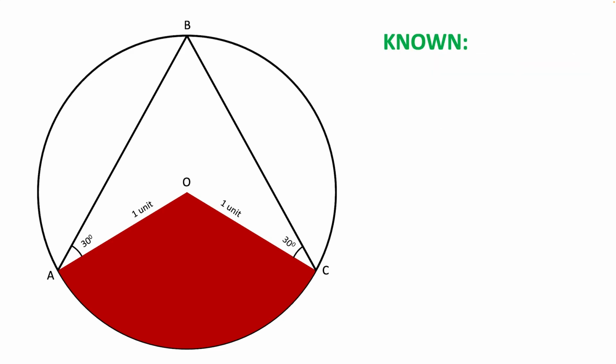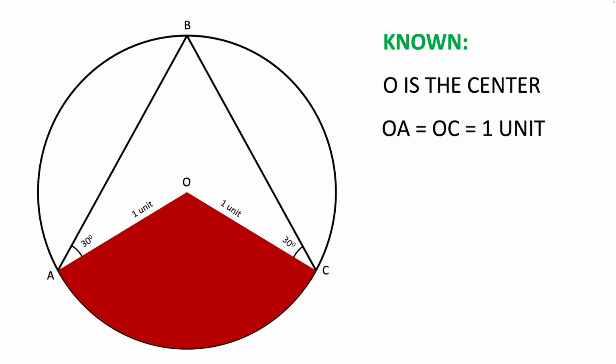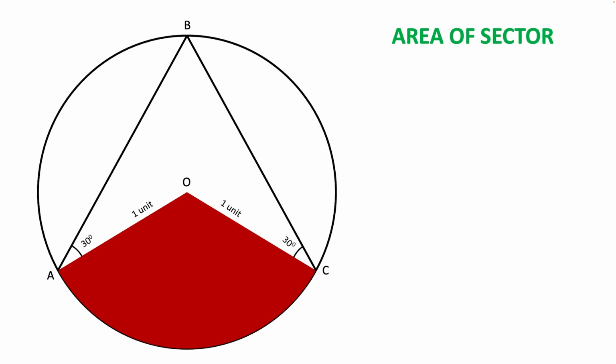Just to reiterate, let's look into the known facts. We know that O is the center of the circle. So OA is equal to OC, which is nothing but the radius and is equal to 1 unit. And angle OAB and angle OCB are 30 degrees, or we can just call them angle A and angle C in this case. Okay, now we need to find the area of the sector.